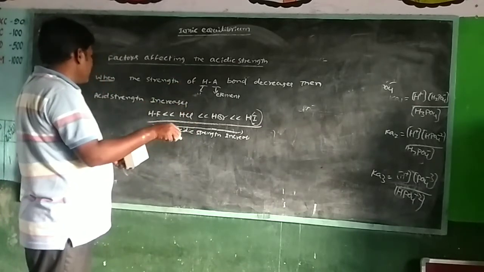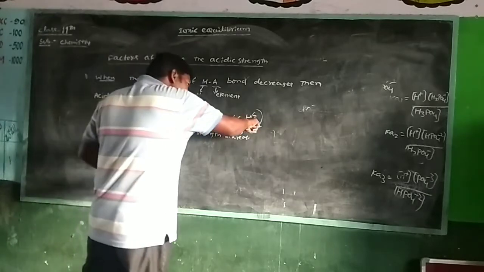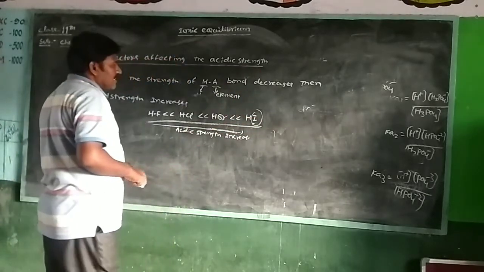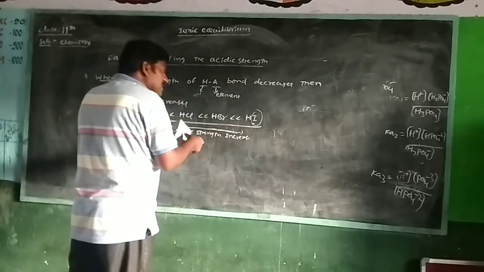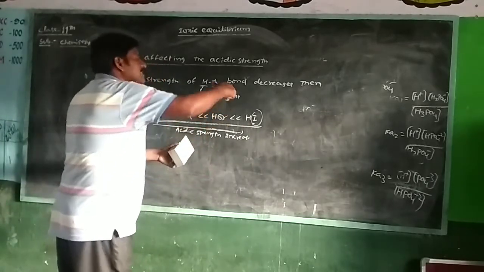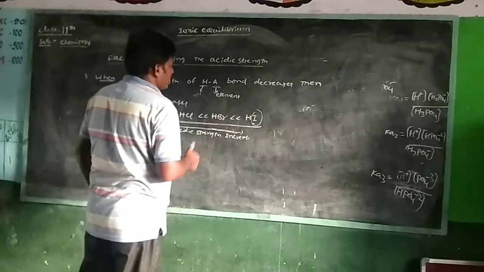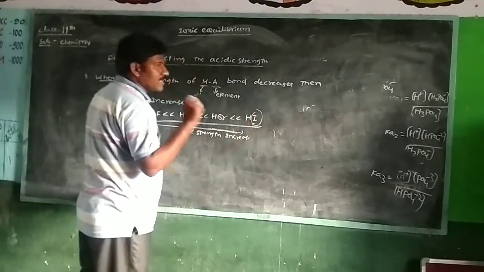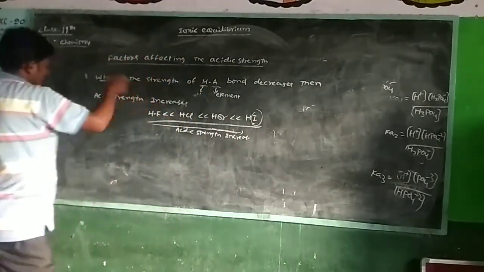as the size of the element increases, the bond strength decreases. When bond strength decreases, the acid can easily remove the H plus ion. That way acidic strength also increases.